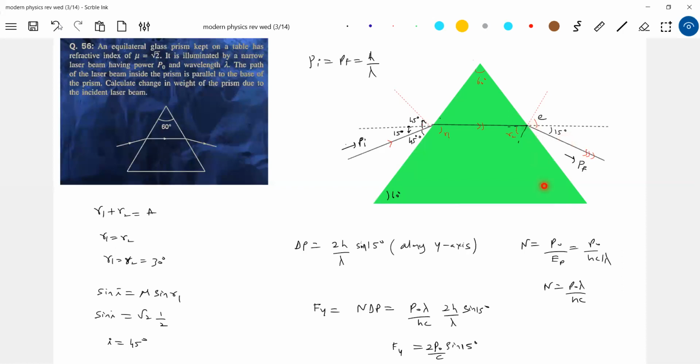Okay, momentum I'll resolve. I think sine 15 only will get it. Definitely the prism will experience a force more than its weight. Okay, we'll take one more.